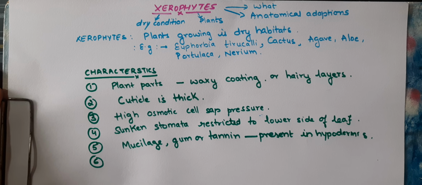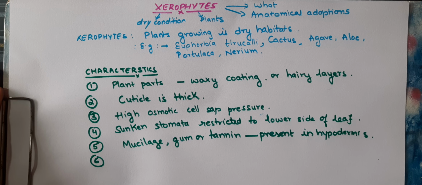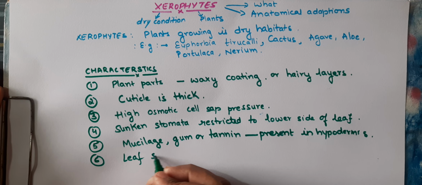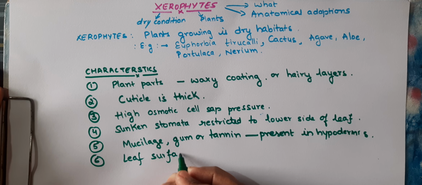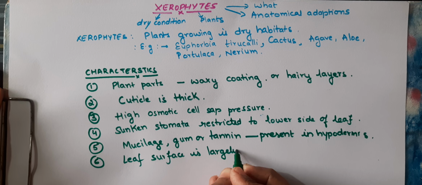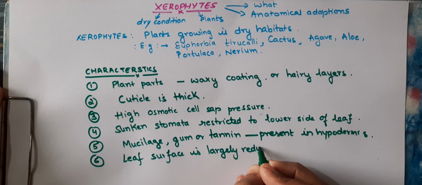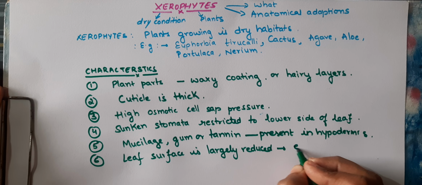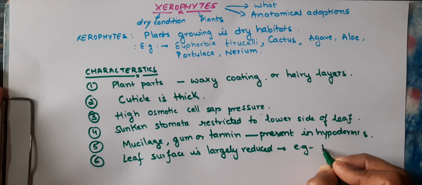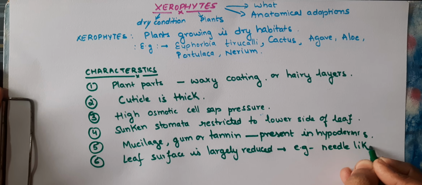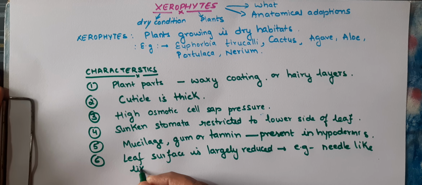Okay, another common adaptation of the xerophyte is that the leaf surface is largely reduced, okay. The leaf surface is largely reduced, okay. So an example is the needle-like leaf in the pine tree, okay.